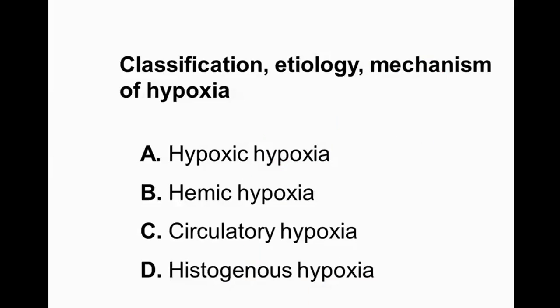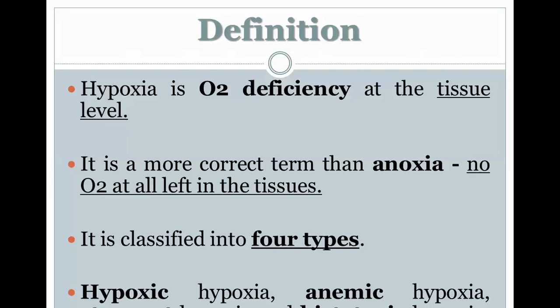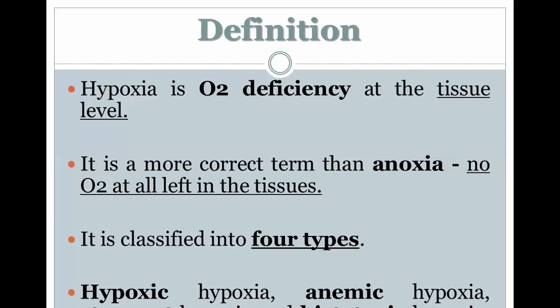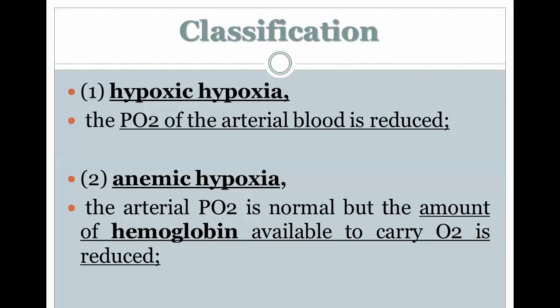Classification and etiology, these are the 4 types: hypoxic, hemic, circulatory, heterogeneous hypoxia. What's anoxia? Anoxia is no oxygen at all left in the tissues. Hypoxic hypoxia, as we said, the PO2 of the arterial blood gas is reduced, so the oxygen pressure is reduced. Anemic hypoxia, the PO2 is normal, but the hemoglobin available to carry oxygen is reduced, either functioning or what? Or amount.